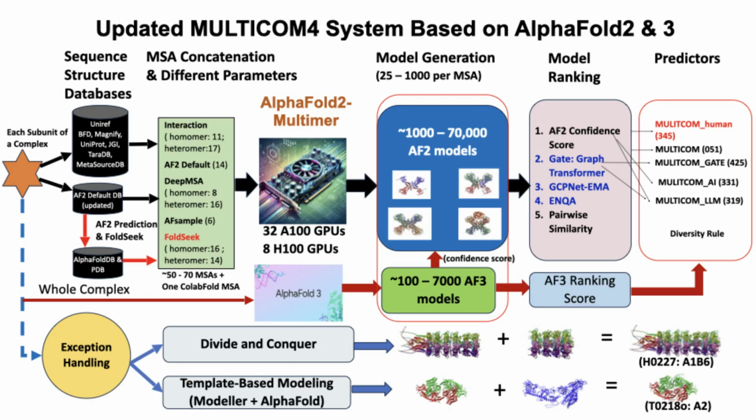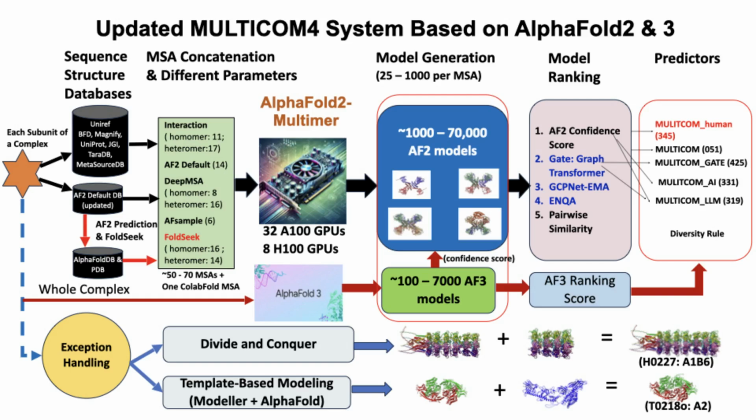So in total, we get about 50 to 70 multiple sequence alignments. Then we pair them with various parameters for AlphaFold-Multimer 2 to generate 25 to 1,000 models per MSA. In total, we generate about 1,000 to 70,000 models per target.